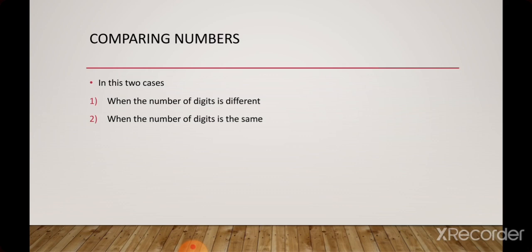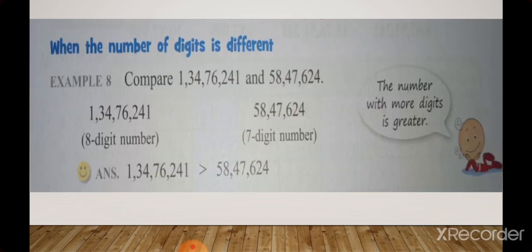Comparing numbers. In this, we totally have two cases. The first case is when the number of digits is different. The second one is when the number of digits is the same. First we will see when the number of digits is different. Here there is one example.